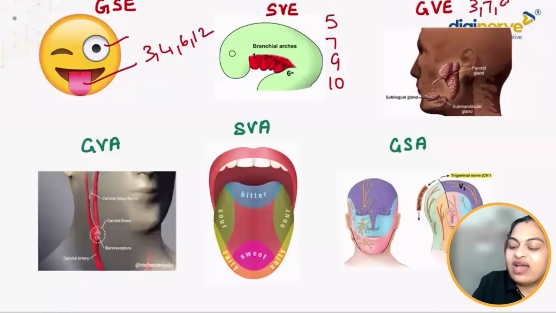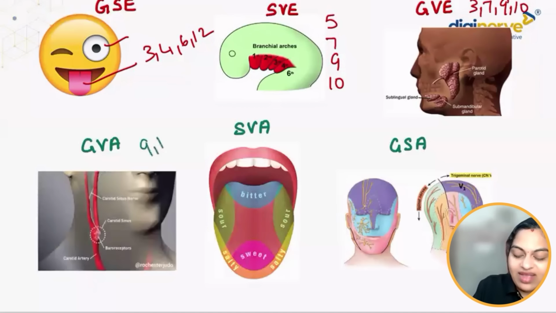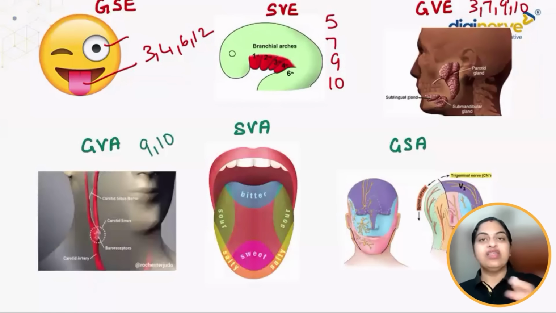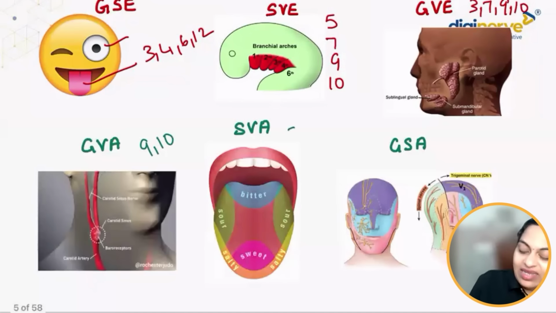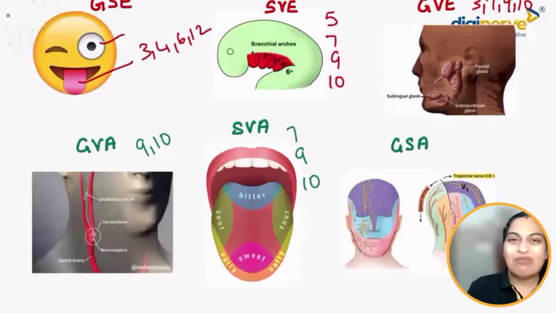General visceral efferent column, no other way, you have to memorize: the cranial nerves which carry the parasympathetic fibers. What about general visceral afferent? The cranial nerves that innervate the carotid body and carotid sinus: 9 and 10. The special visceral afferent column includes the cranial nerves that carry the taste sensation from the anterior 2/3 of the tongue, from the posterior 1/3 and the posterior-most part.